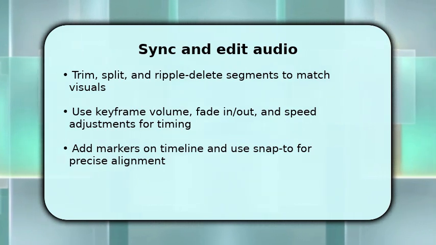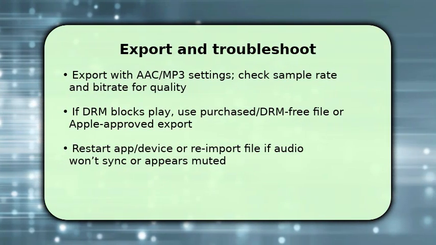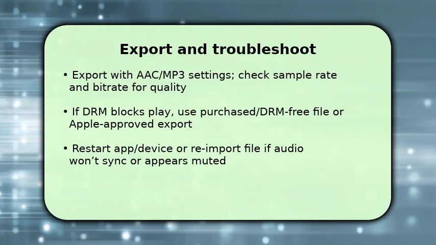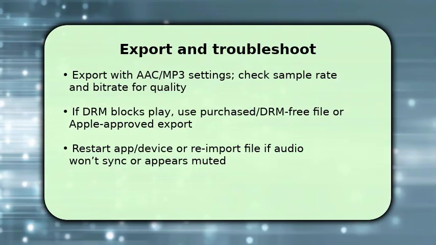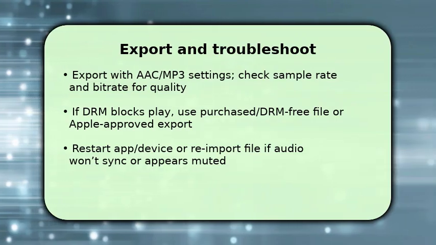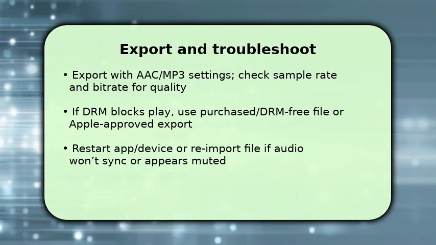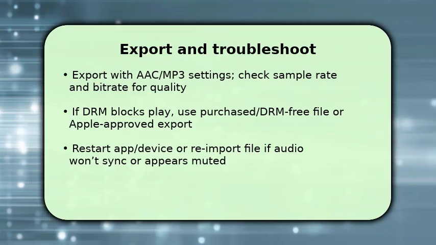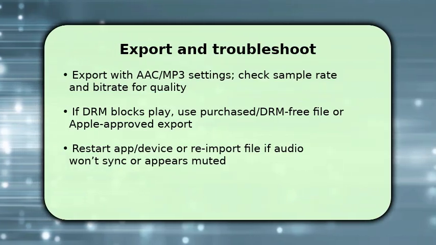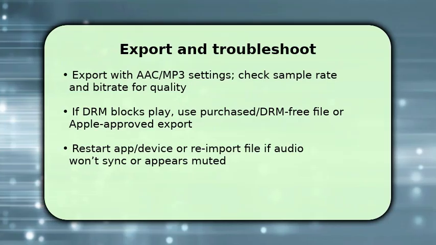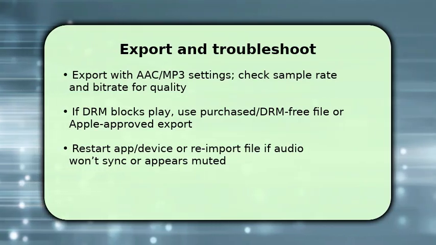Finish by exporting your video with appropriate audio settings. Use AAC or MP3 with a compatible sample rate and bitrate so quality is preserved. If Apple Music tracks are DRM protected and refuse to import, obtain a DRM-free copy or use Apple's approved export options. You cannot bypass DRM in CapCut.